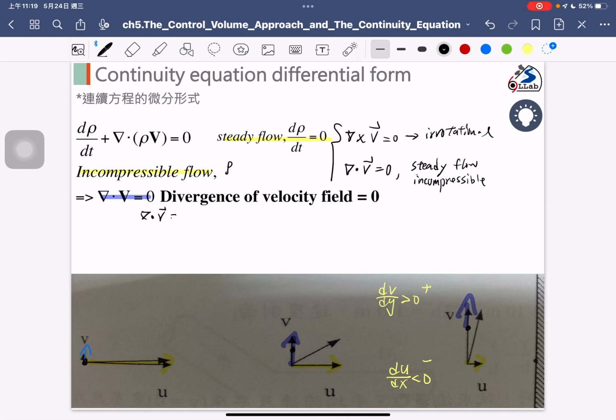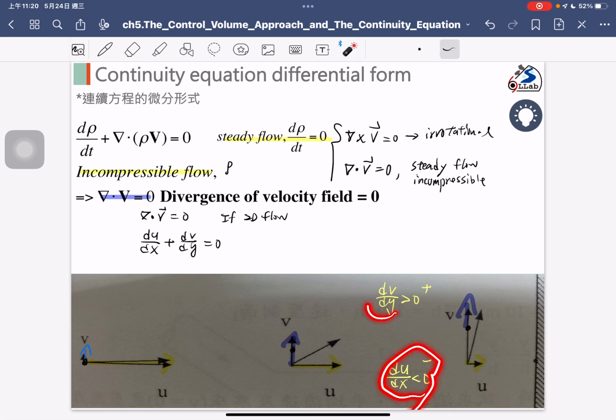we can say the divergence is 0. That indicates du/dx plus dv/dy will equal 0 if the flow is 2D flow. So you can see that is the reason why one is negative and the other is positive, and together they sum to 0. That satisfies the continuity equation in differential form. Okay.